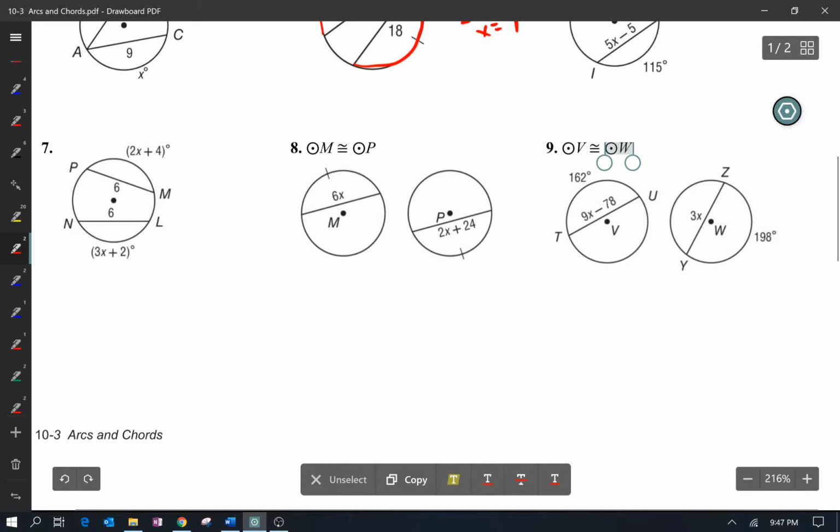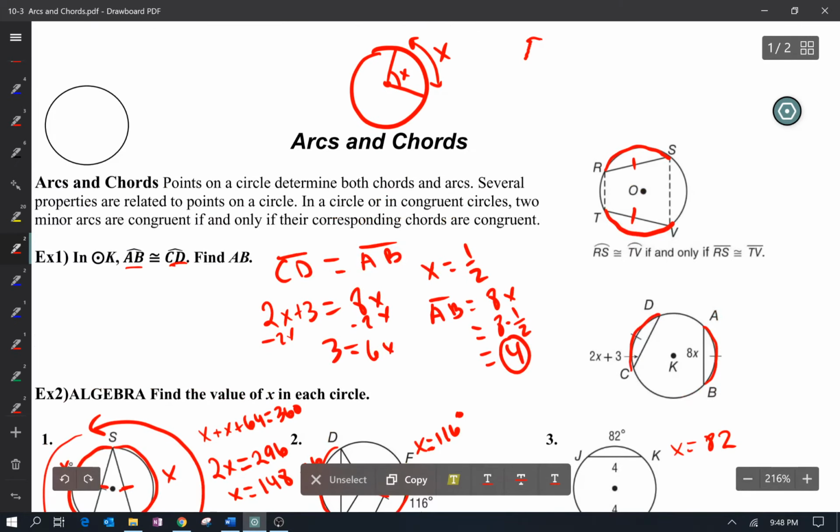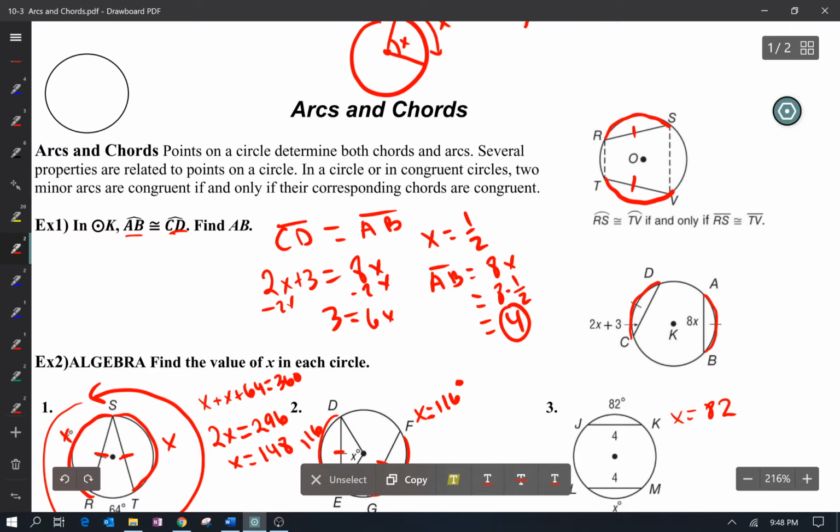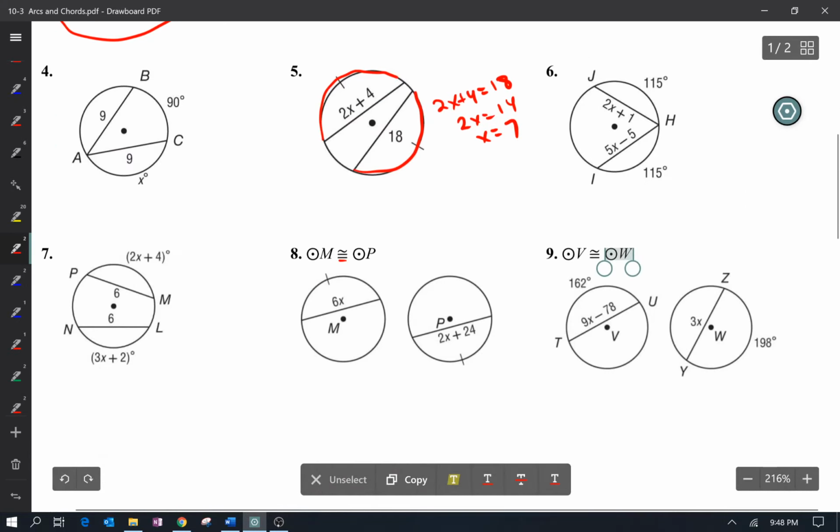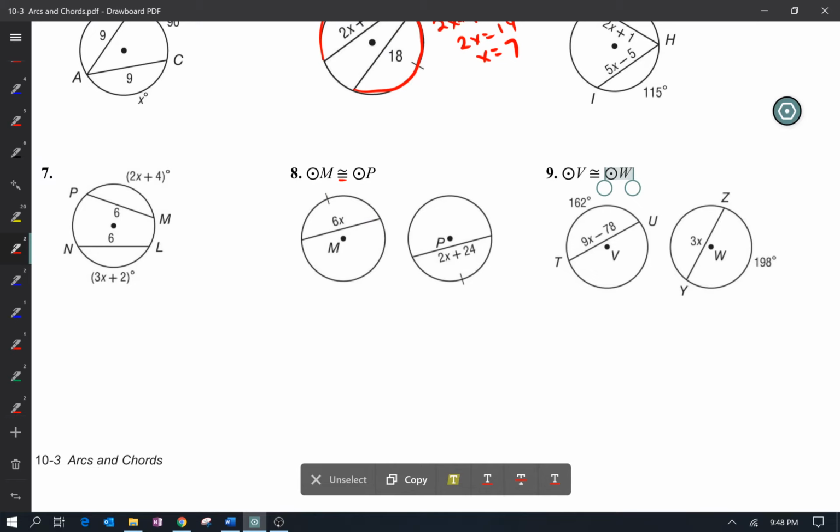We'll pick another one. Okay, so number 8 is kind of interesting, right? They're telling you these two circles are congruent. So if the circles are congruent, there's an extra little theorem there. It says in a circle this is true, but in congruent circles this is also true. So if two circles are congruent, they have the same radius, then the chords can still follow the same rule. So these circles are congruent, so if their arcs are equal, their chords are equal.